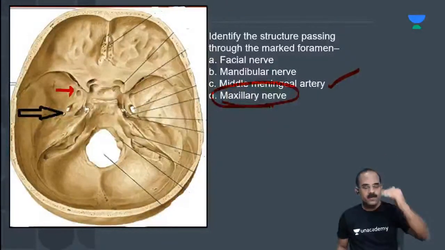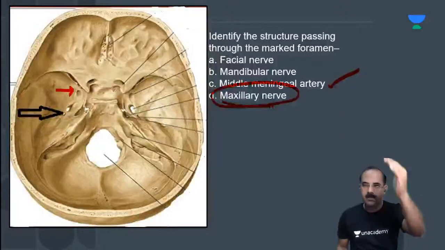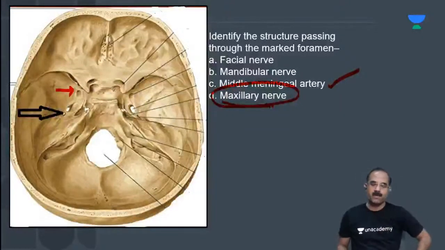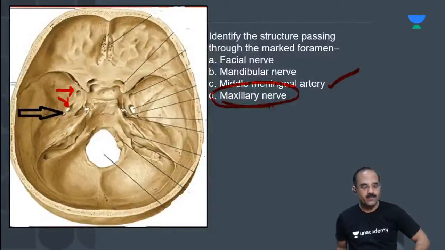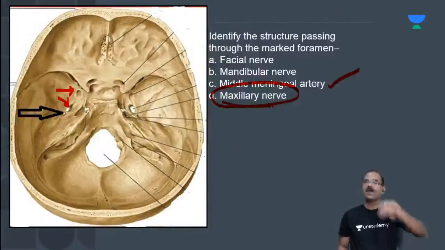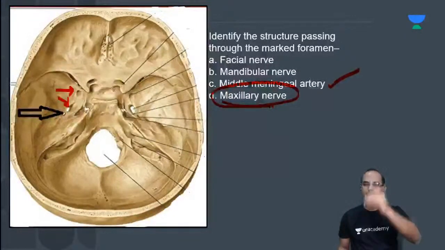So the infraorbital nerve is a continuation of what? The maxillary nerve. It's a continuation of the maxillary nerve. Okay, so that's foramen rotundum. What is this foramen? Come on, answer this. What is this foramen? That's the foramen ovale. And what passes through the foramen ovale?